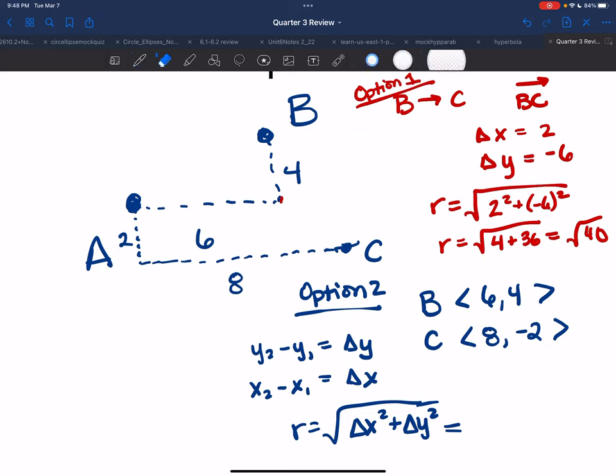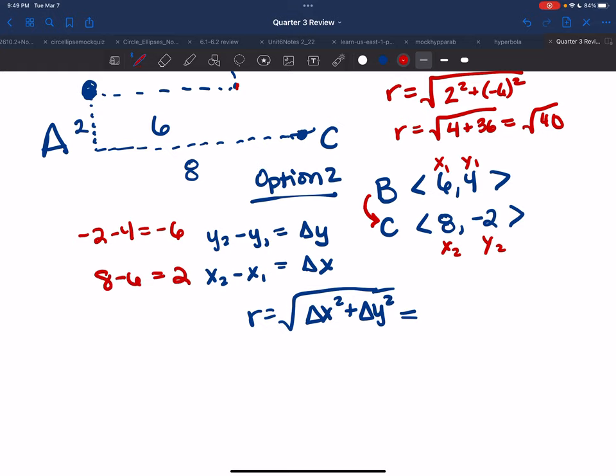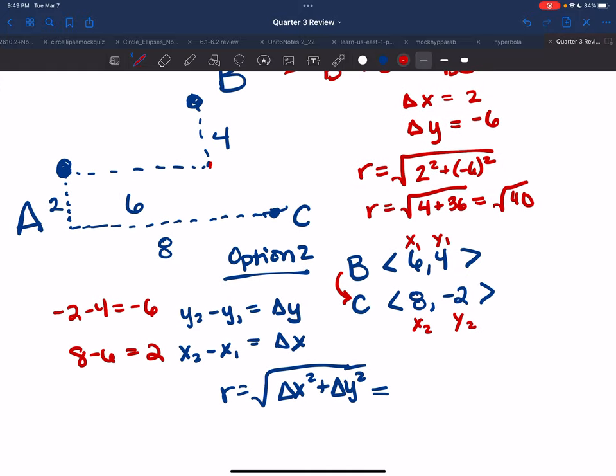So we're referencing B from A, and we're referencing C from A. And so I would find that difference. And so this becomes, if I'm starting at B and I'm going to C, then this is going to be x1, y1. This is x2, y2. So that would be, y2 would be negative 2 minus 4 equals negative 6. And then x2 is 8 minus 6 equals 2. So I end up with the same values. My y is 6.